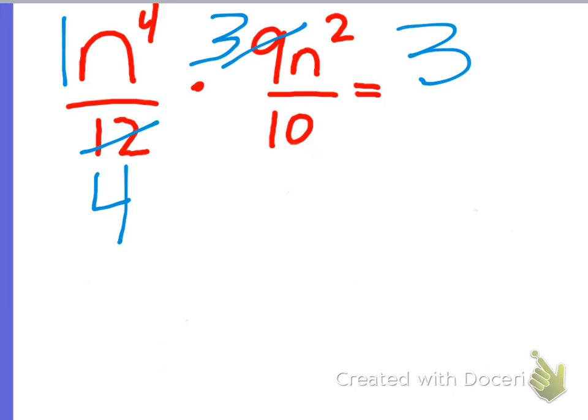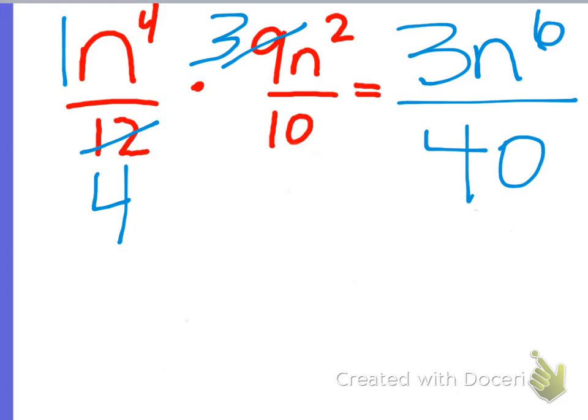Then I'm looking at my n's. 4 n's and 2 n's is going to give me n to the 6th power. Because remember, even though we're multiplying, we add our exponents. We learned that last chapter. Now I have 4 times 10, which is 40. So my final answer is going to be 3n to the 6th over 40. This is your section on multiplying fractions and mixed numbers.